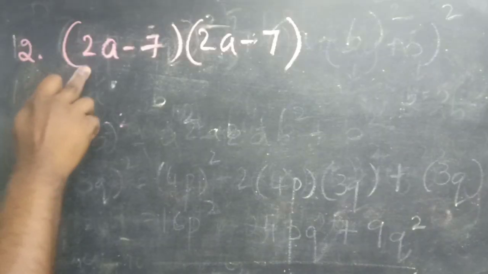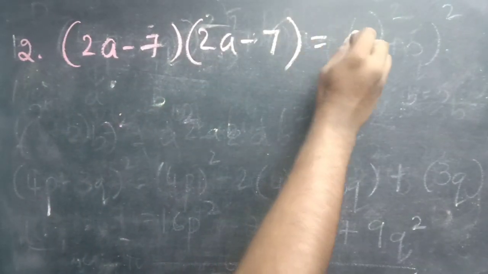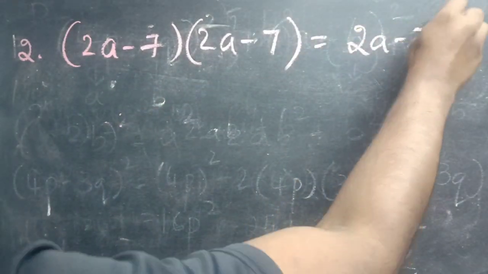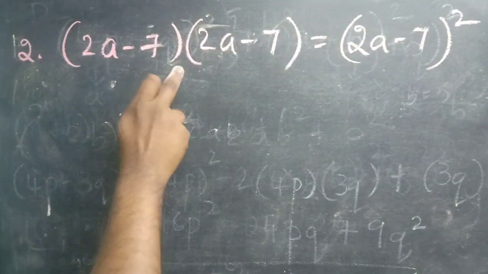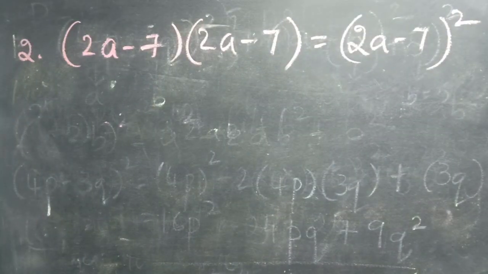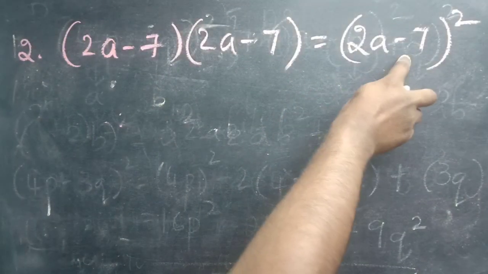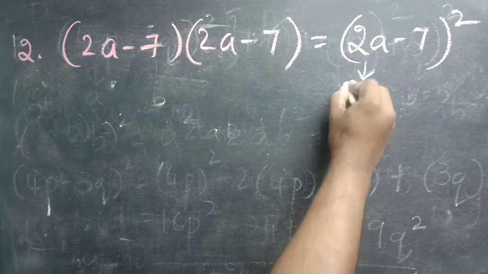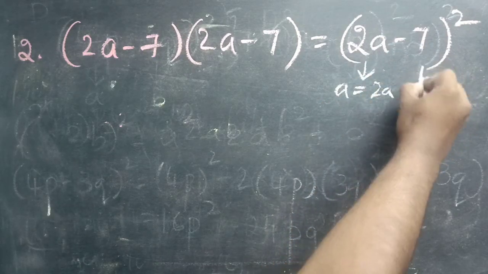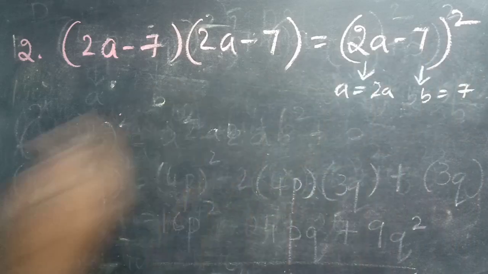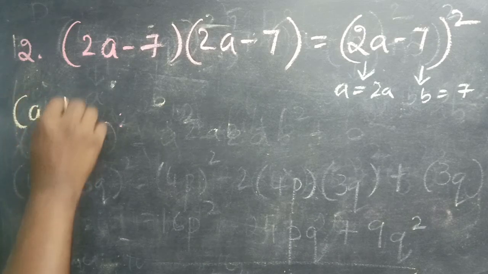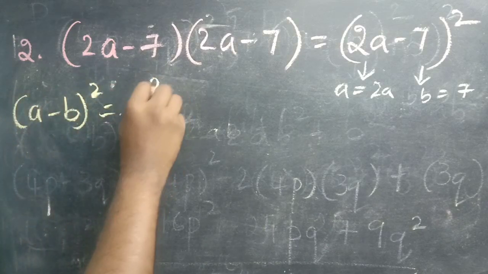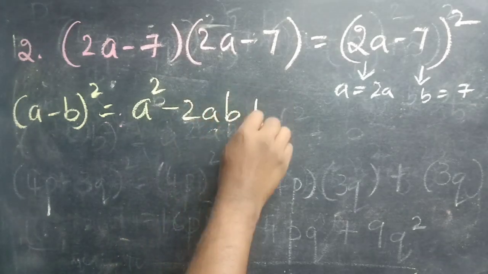Moving to second question, 2a minus 7 into 2a minus 7, which can be written as 2a minus 7 whole square. A into a is a square. In the same way, 2a minus 7 into 2a minus 7 is 2a minus 7 whole square, which is of the form a minus b whole square. In the place of a, I have 2a. In place of b, I have 7. I can apply the identity 2. That is, what is identity 2? A minus b whole square equals a square minus 2ab plus b square.